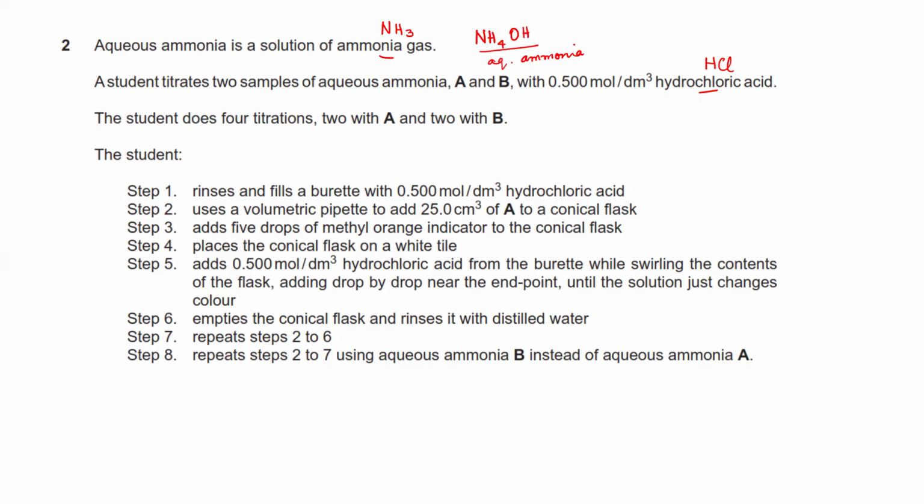Then step 5, it says add 0.5 mole per decimeter cube hydrochloric acid from the burette while swirling the contents of the flask, adding drop by drop near the endpoint until the solution changes color. Step 6, it says empties the conical flask and rinses it with distilled water. Step 7, repeats steps 2 to 6. And step 8, repeats steps 2 to 7 using aqueous ammonia B instead of aqueous ammonia A.